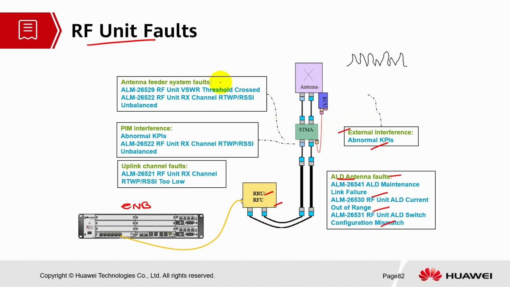From the antenna feeder system fault towards the jumper and the feeder, we can have RF unit VSWR threshold crossed or RTWP/RSSI unbalanced. PIM interference is related to internal interference. It can cause abnormal KPIs or cause RTWP/RSSI to become unbalanced. And for uplink channel fault, it can cause RX channel RTWP and RSSI to become too low, which will impact the uplink channel. So these are the main issues of RF unit.